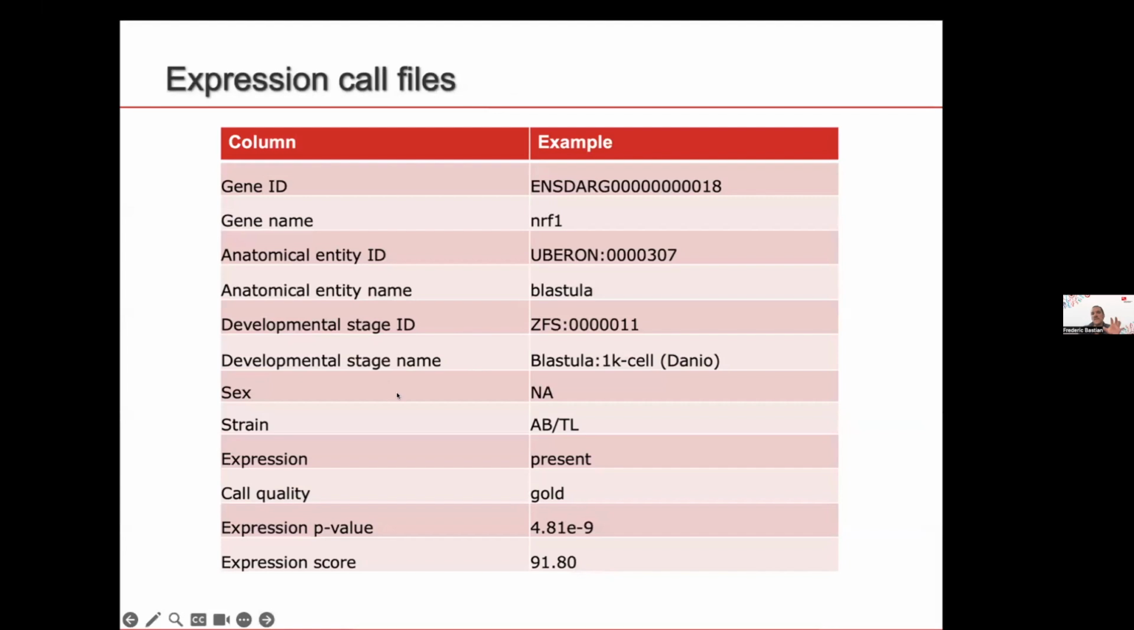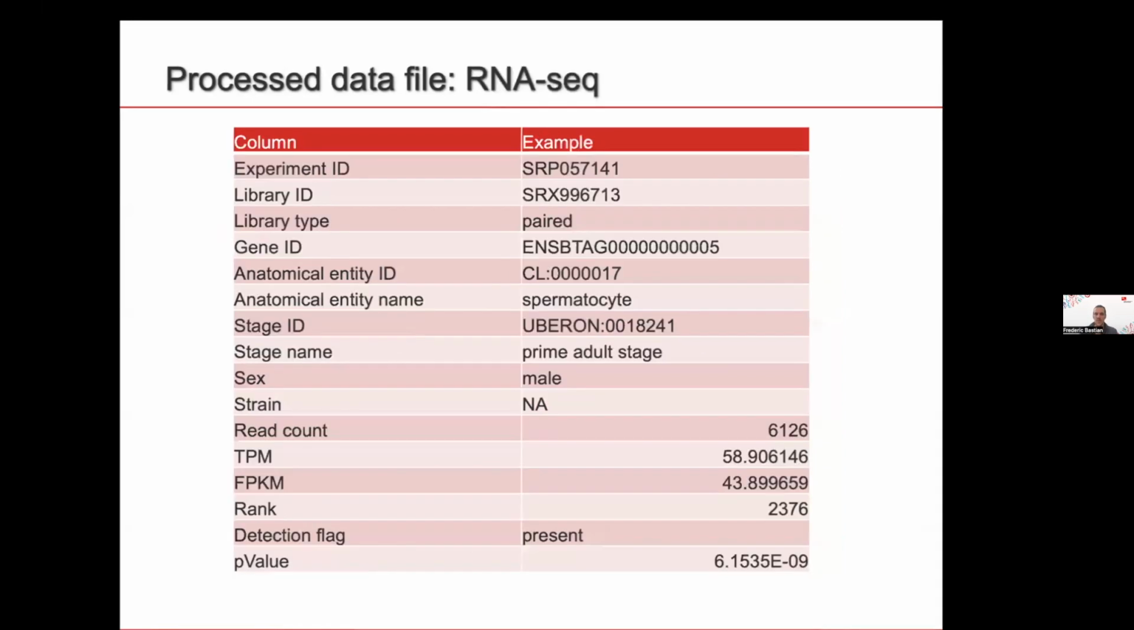This is an example of what you can find. In the expression call files, you get the gene ID, then the anatomical entity ID with the name, the stage ID, sex, strain, and then the expression state at the end, whether it's present or not, with the quality level. You also get the p-value and the expression score, so that you can know the level of expression of your gene in that integrated way that is comparable between experiments and species.